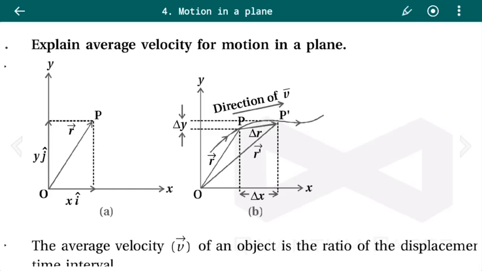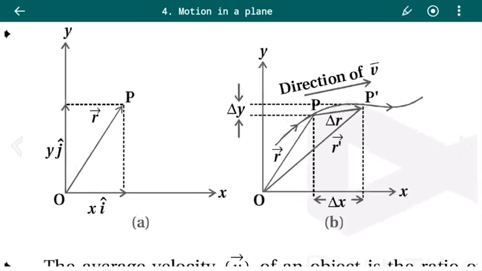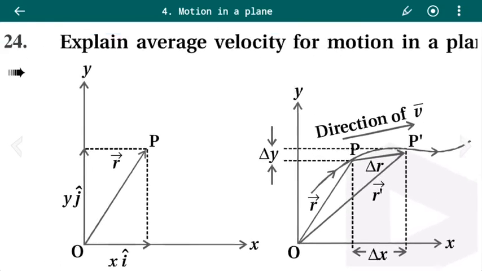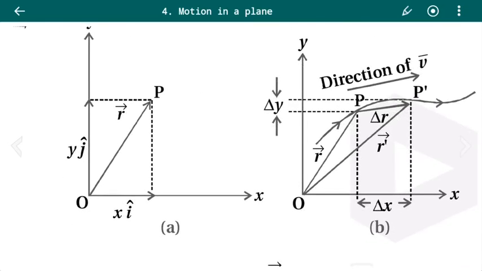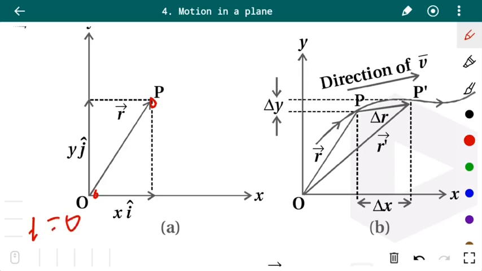But in the third chapter we had discussed the change in position in one dimension, that is either along the x-axis or y-axis or the z-axis. But as you can see over here, the object is moving in the xy plane. So as shown in the figure, initially the object is at O, that is at t equals 0. Let us consider O as the origin and the reference point, and the object is at P.